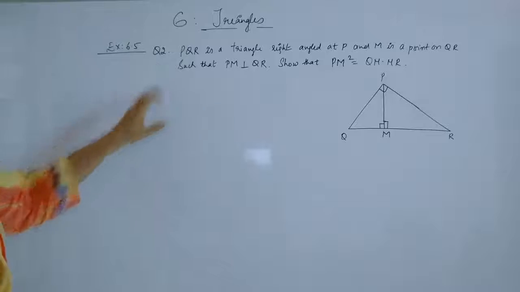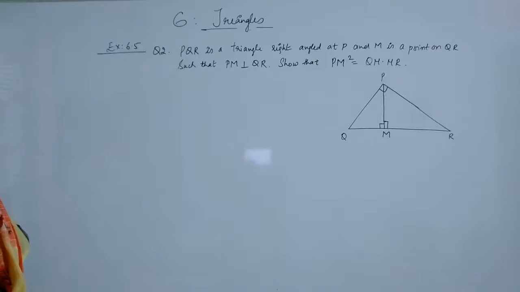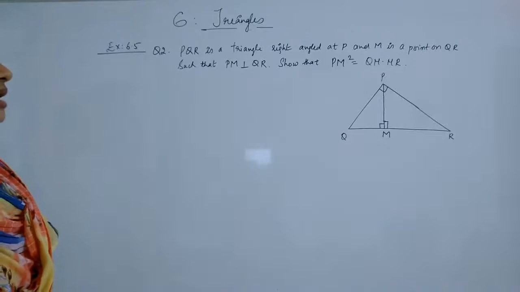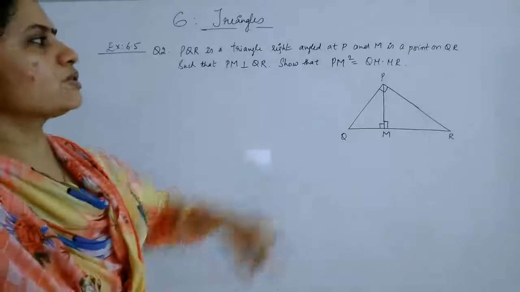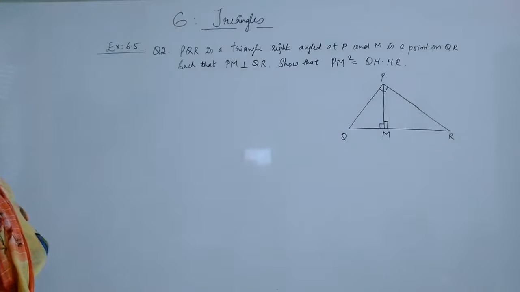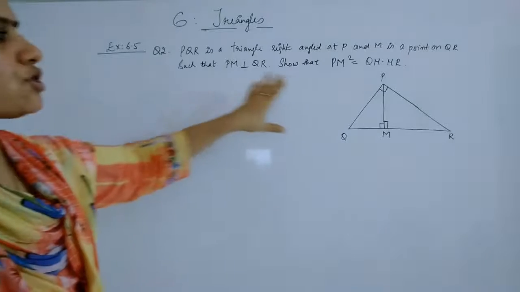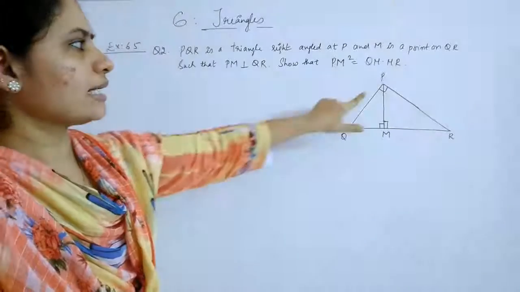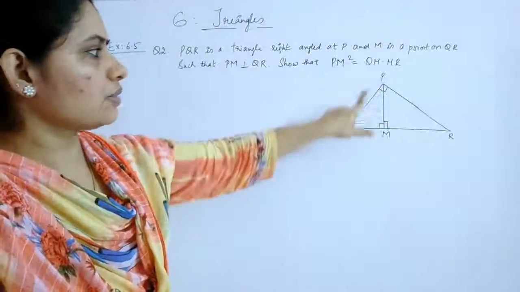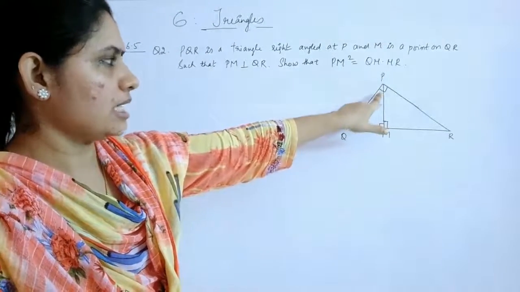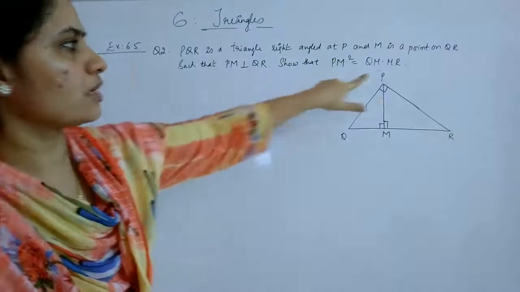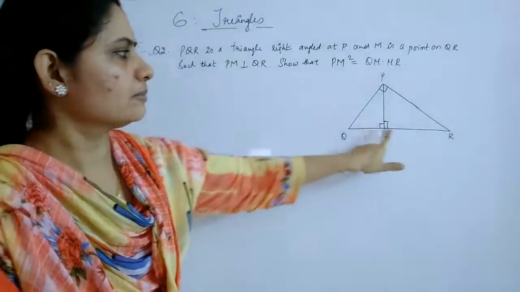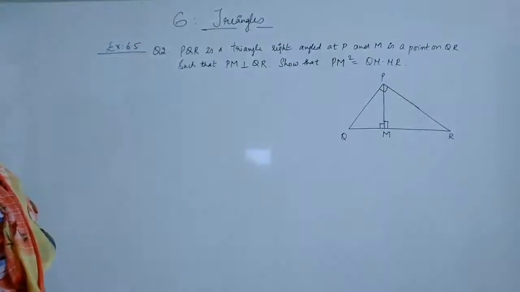Question number 2 is, PQR is a triangle right angled at P and M is a point on QR such that PM is perpendicular to QR. Show that PM square is equal to QM into MR. So for that we have to first draw a triangle which is right angled at P. So we have taken a triangle PQR which is right angled at P, and M is a point on QR such that PM is perpendicular to QR. So I have drawn a perpendicular PM onto the side QR.